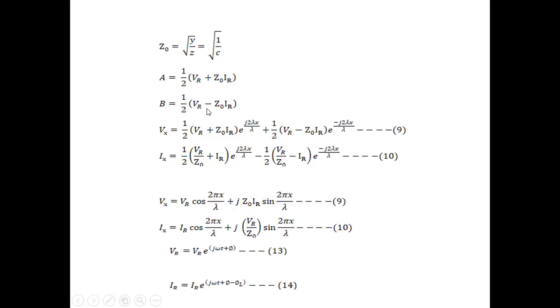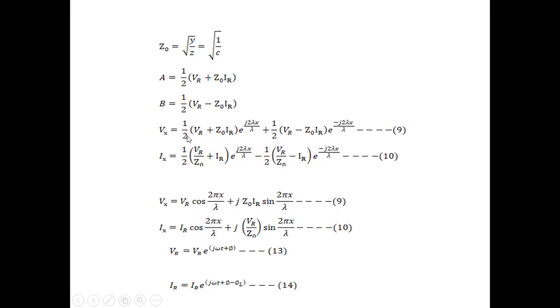Now, in the previous equation, we have to substitute the initial conditions and we can find the values of A and B. So A becomes 1 by 2 into VR plus Z0 into IR, and B is equal to 1 by 2 into VR minus Z0 into IR. So these two are the expressions for A and B. After calculating the values of A and B, we can substitute them in Vx and Ix, and if we simplify the expression, we will be getting two equations like this.